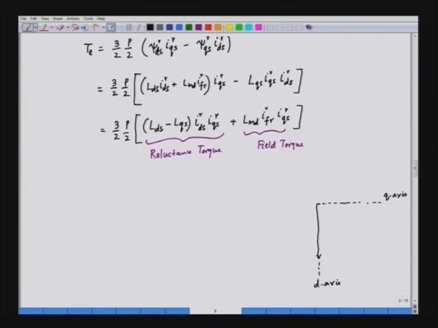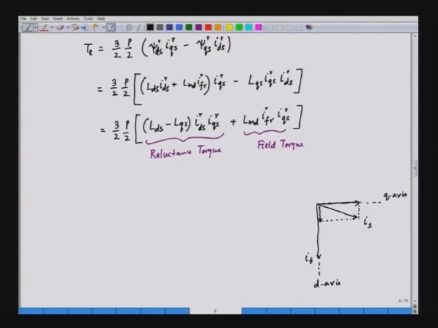In this case the stator current can be in any arbitrary direction. Suppose this is the current of the stator, Is, which is a vector, and we have If. So, we can resolve this Is into two components: a component along the q axis, and a component along the d axis.